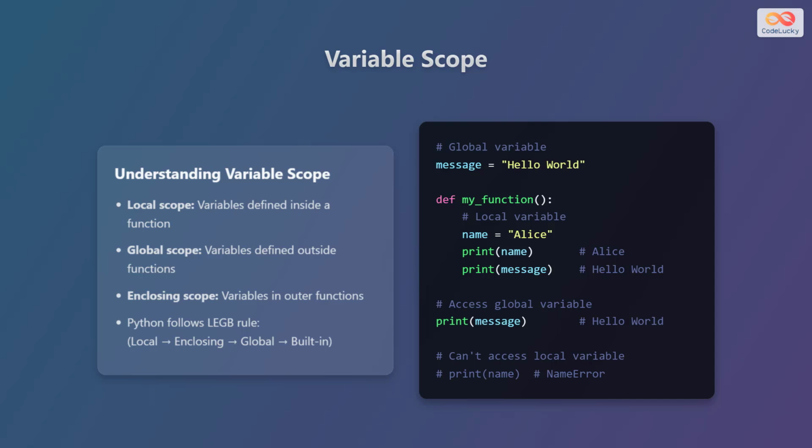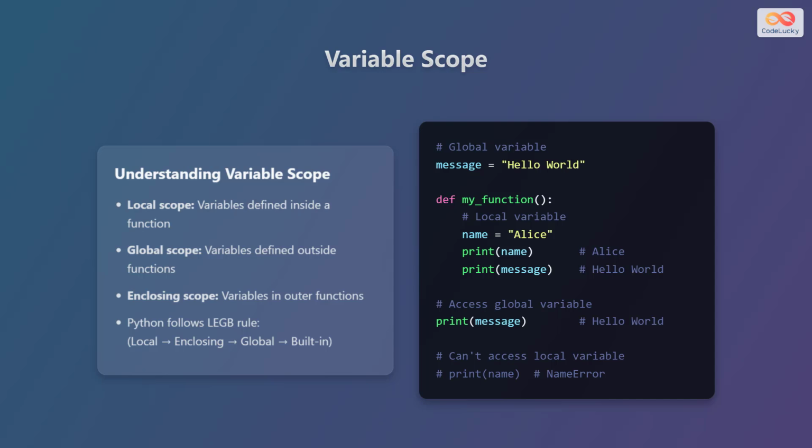Here is an example. The variable message is defined outside of any function, so it has global scope. Inside the function myFunction, a variable name is defined which has local scope. When we print name inside the function, it outputs Alice because name is defined locally within the function. When we print message inside the function, it outputs hello world because message is a global variable that is accessible from within the function. When we print message outside the function, it also outputs hello world because message is a global variable that is accessible from anywhere in the code.